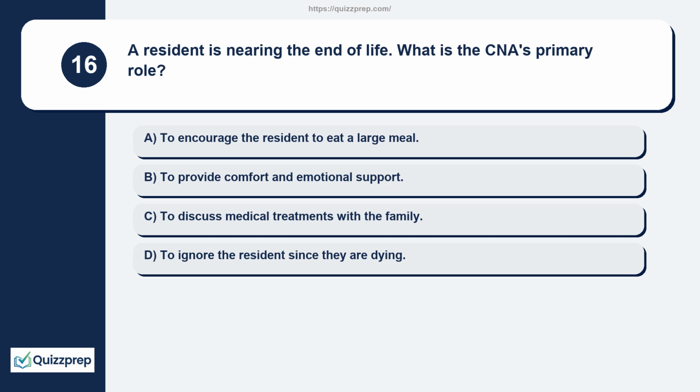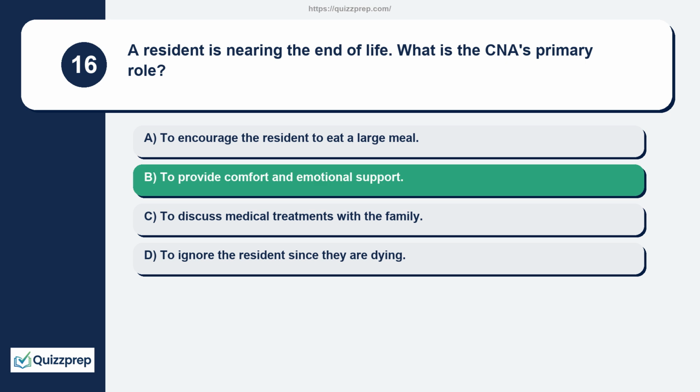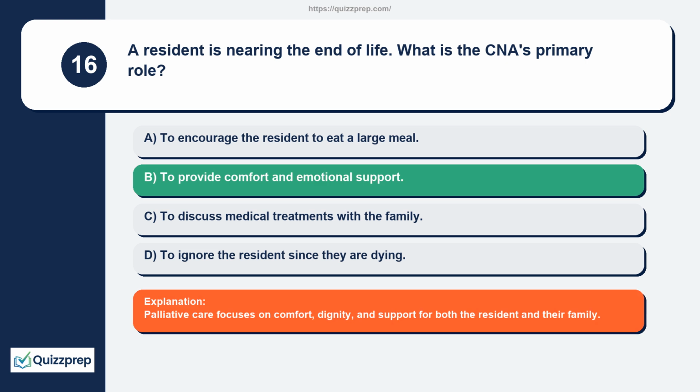Question 16. A resident is nearing the end of life. What is the CNA's primary role? To encourage the resident to eat a large meal, to provide comfort and emotional support, to discuss medical treatments with the family, to ignore the resident since they are dying. Palliative care focuses on comfort, dignity, and support for both the resident and their family.